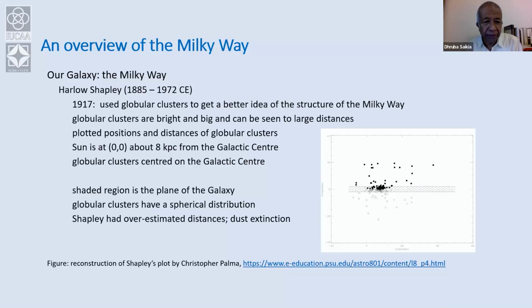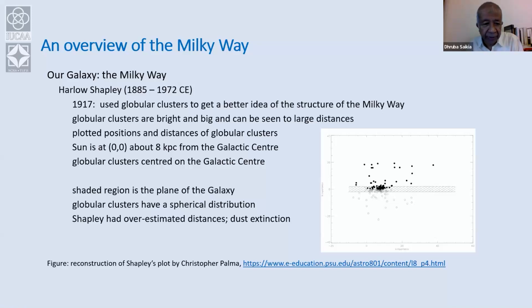So actually globular clusters are bright and big and can be seen to large distances. And once these distances were determined, Harlow Shapley plotted the positions in the galactic coordinate system. Although this figure is a bit faint, what you can see over here, the shaded horizontal bar is the disk of our galaxy, and the filled circles are globular clusters above, and open circles are globular clusters below.